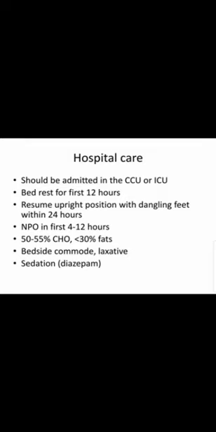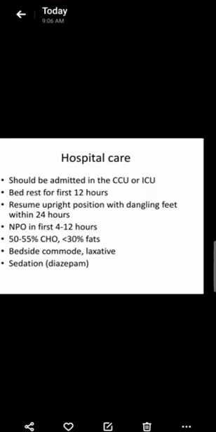Hospital care. What is the hospital care? The patient should be admitted to the ICU or CCU. Bed rest for 12 hours. Resume upright position with dangling feet within 24 hours. Nothing by mouth in the first 4 to 12 hours. Then diet of 50 to 55% carbohydrate and 30% fats. This is how you will give them food: 50% carbohydrate, 30% fat. Bedside commode, laxative, sedation, diazepam.